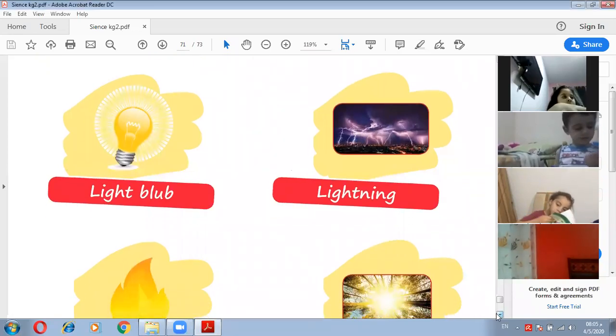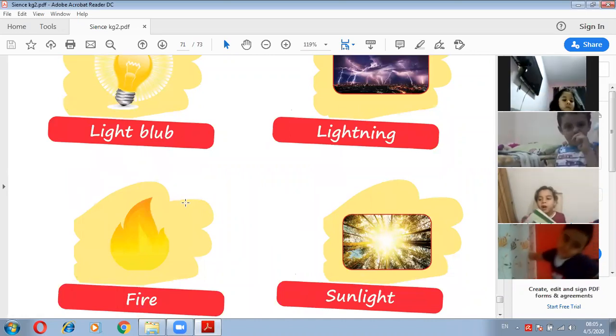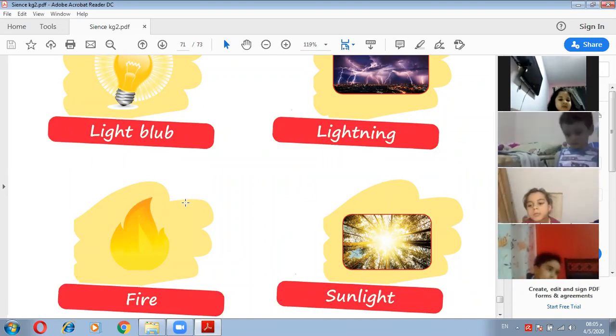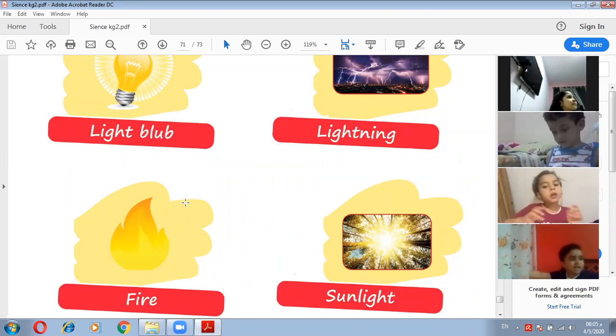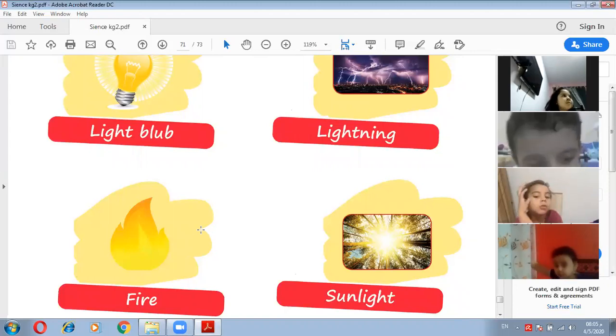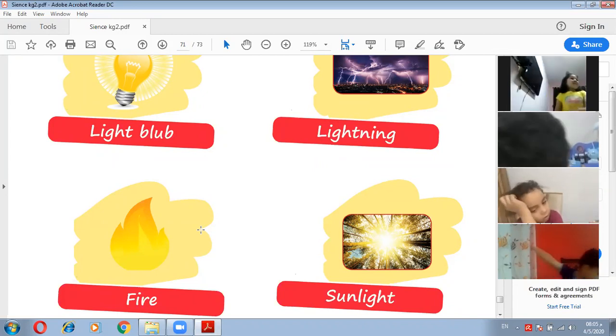Okay, let's move to the next picture. Here we have fire. Also, if we find fire, we can get light from the fire. But KG, can you tell me, is fire dangerous or not dangerous? It's dangerous. Can we touch the fire? No, it's so dangerous. We cannot touch the fire. We cannot play with the fire as it's so dangerous and it can hurt us.